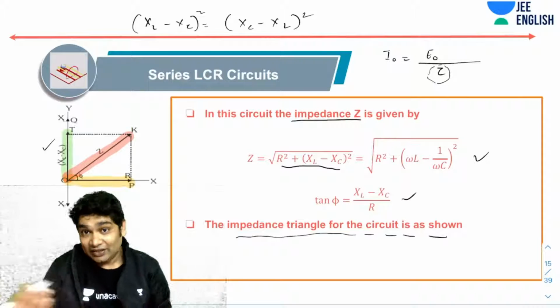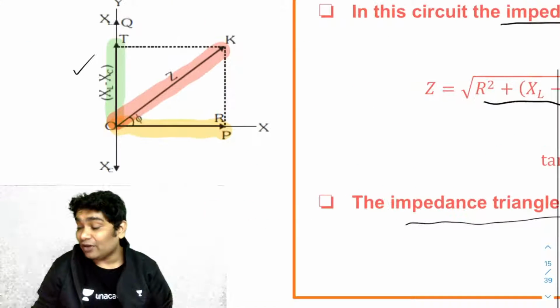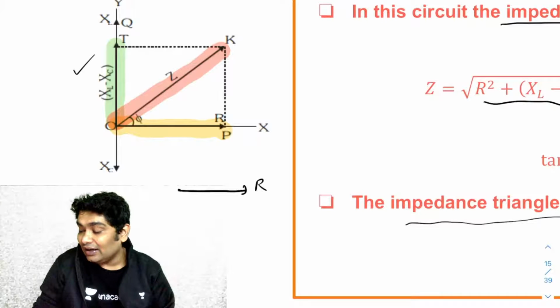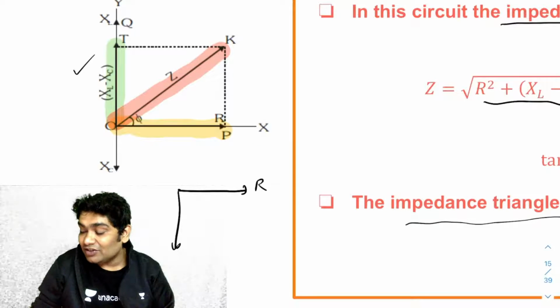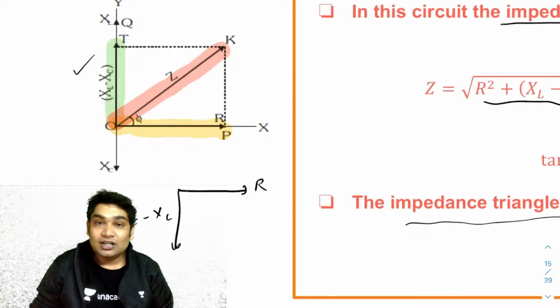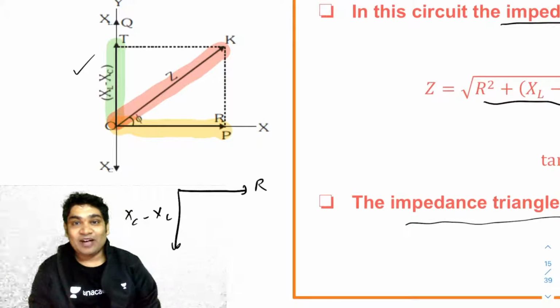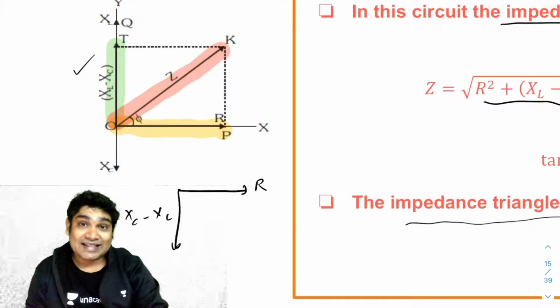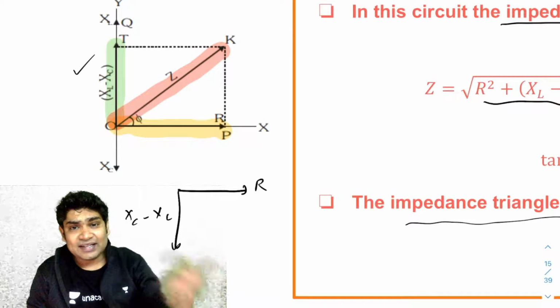Okay, in the impedance triangle, I could have even made it like this, right? I could have made it like R here, and then I could have had a downward one, which would have been XC minus XL. It would have been the same thing. Would have been a completely same thing. Instead of making an upward thing with XL minus XC. If I change the sign, I change the direction. That's about it.